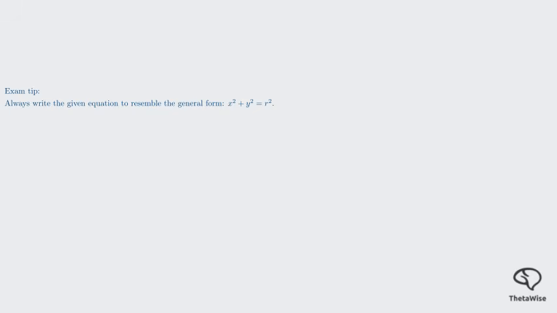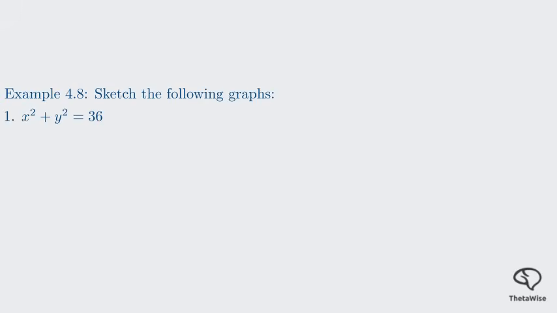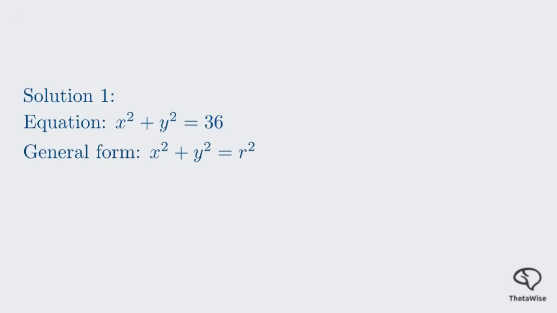Let's look at the first problem. We are asked to sketch the graph of x squared plus y squared equals 36. Take a moment to think about what this equation tells you. To sketch this circle, we need to find its radius. The equation is already in the standard form, x squared plus y squared equals r squared. By comparing the two equations, we can see that r squared is equal to 36. The general form helps us make this direct comparison.